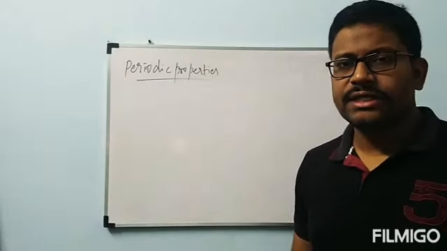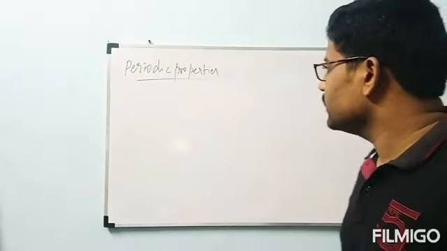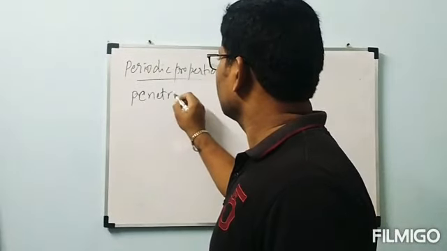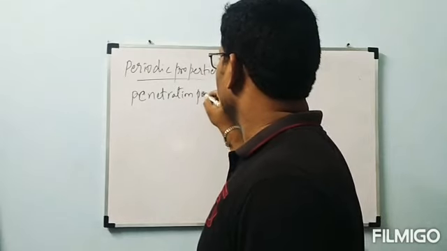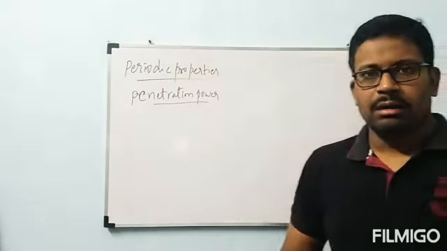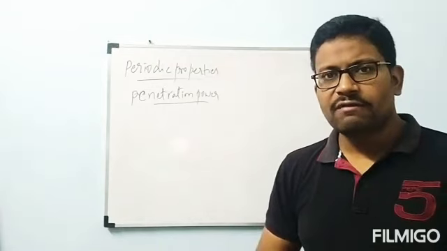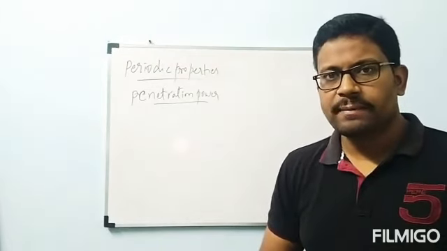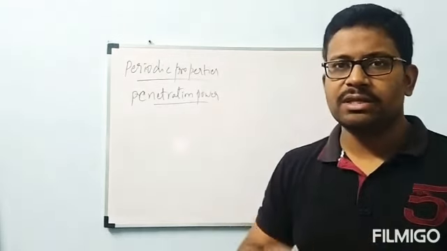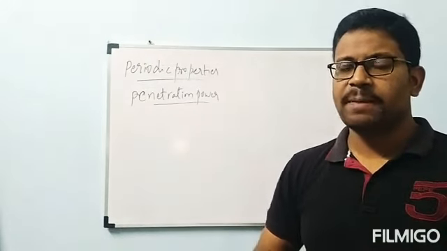This is about shielding effect. After completion of this shielding effect, what about the next one? Next one is penetration power. What is meant by penetration power? Ability of electrons to be attracted by the nucleus is called penetration power.